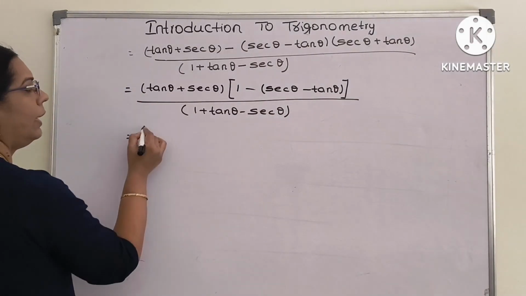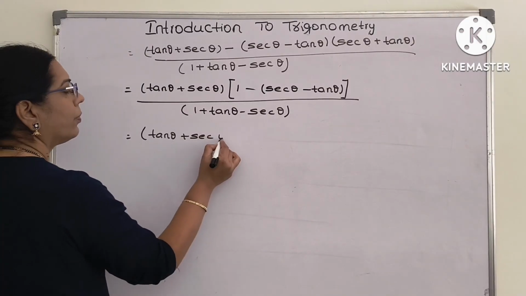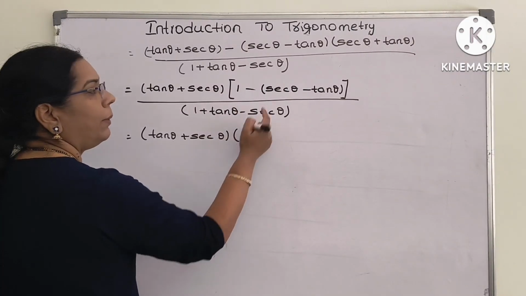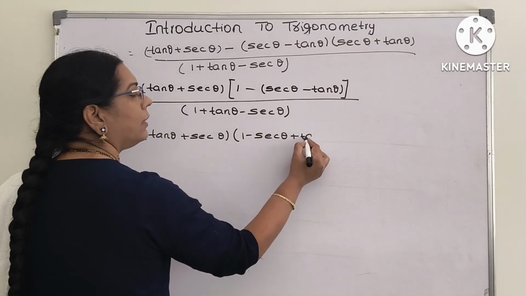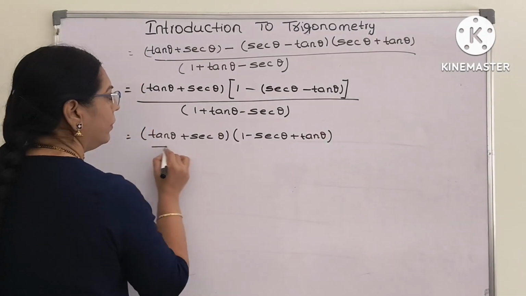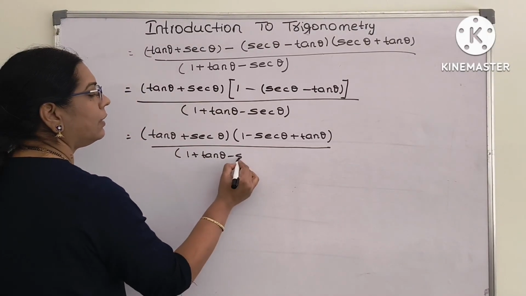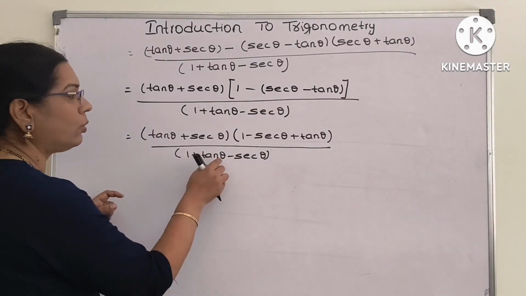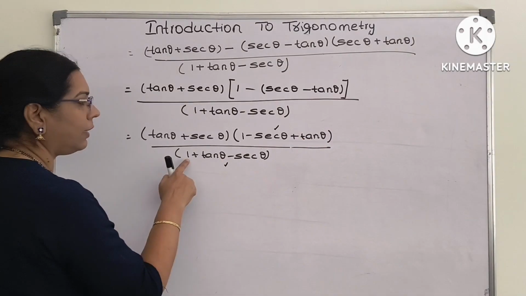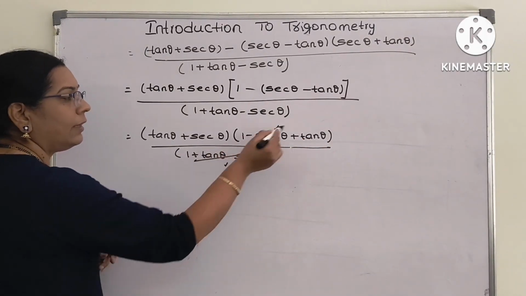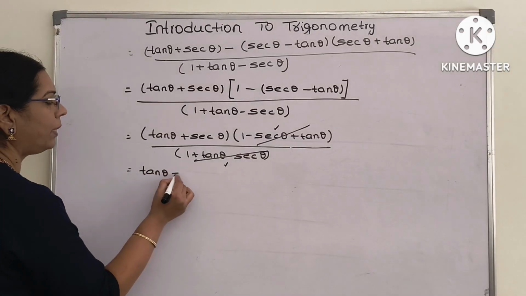Okay. Now, write tan theta plus secant theta as it is. And then open the bracket here. So, it will be 1 minus secant theta plus tan theta, divided by 1 plus tan theta minus secant theta. Now, if you observe closely, you see that these two terms are same. 1 minus secant theta plus tan theta, 1 minus secant theta plus tan theta. So, they can be cancelled. I am left with tan theta plus secant theta.